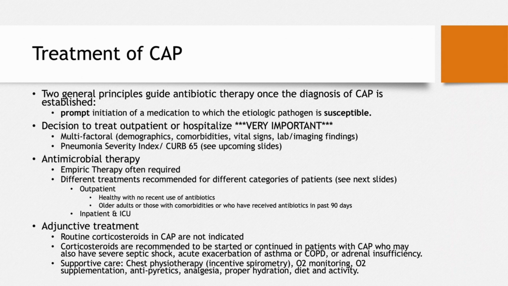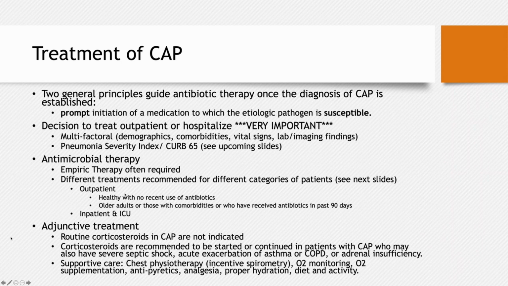Like I mentioned before, empiric therapy is usually what we go with. Obviously, if we get sputum or blood cultures, they're going to take a while to come back before we actually know what's causing the patient's illness, if we even get a positive result. So we use empiric therapy. And there's different treatments for different categories. I have a few slides coming up, and you'll notice that, depending on their comorbidities, whether it's inpatient or outpatient or ICU, there's different regimens for the patients.